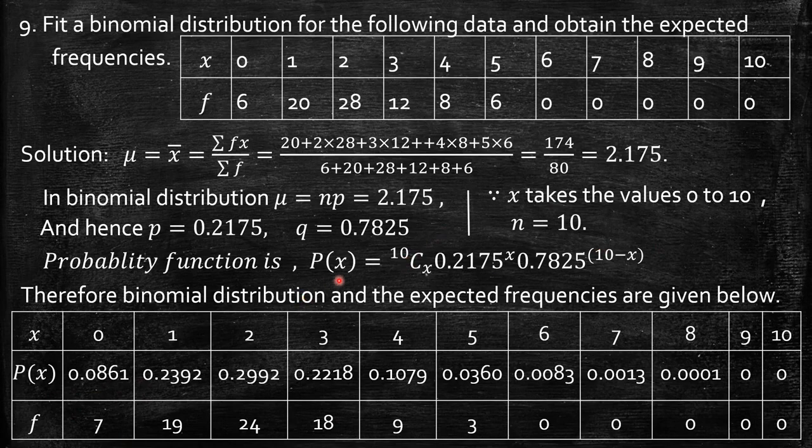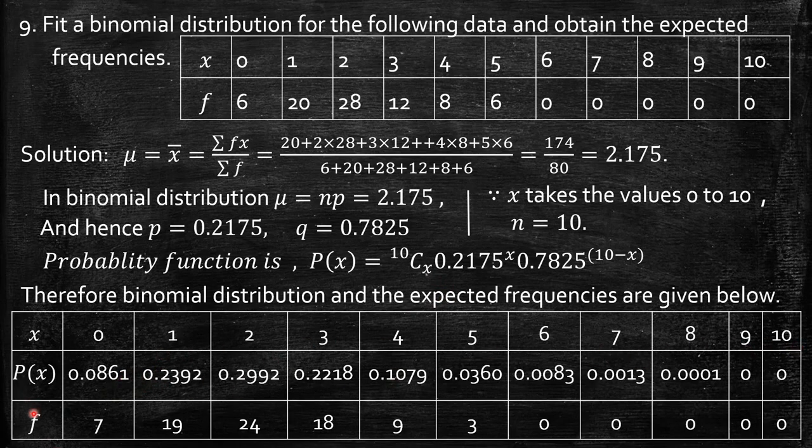So when x equals 0, that is 10C0 into 0.2175 to the power 0, into 0.7825 to the power 10 minus 0. So that means P of 0 is 0.0861. Likewise for each value, by substituting x equal to 0 to 10, I got all these data.